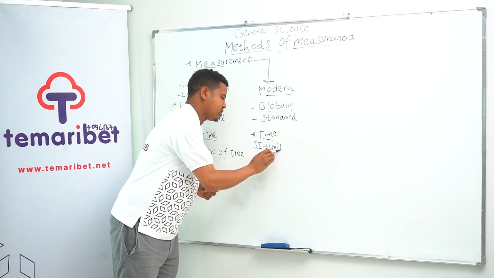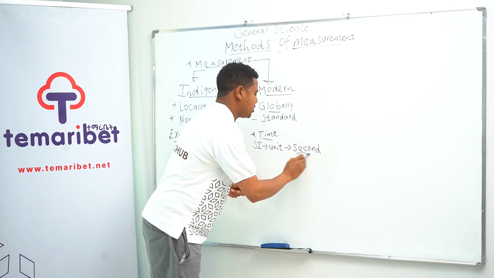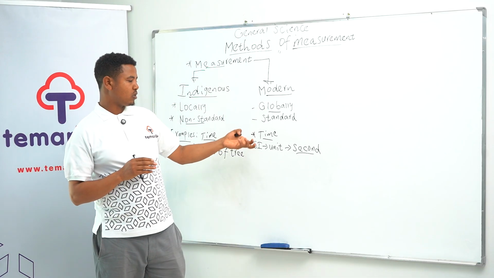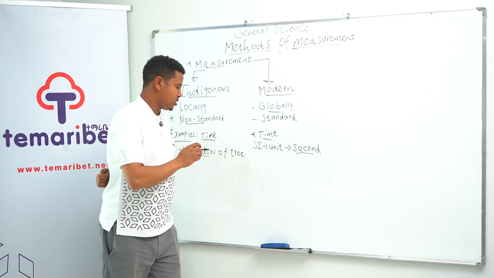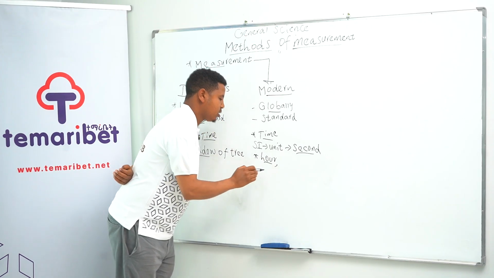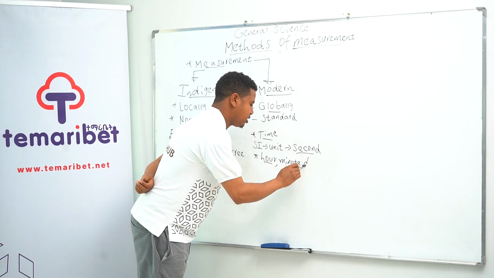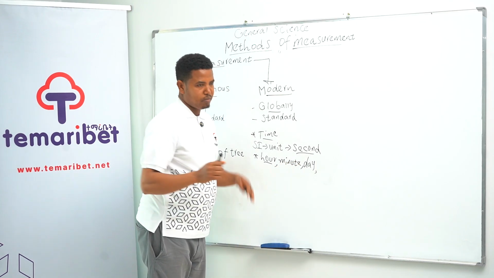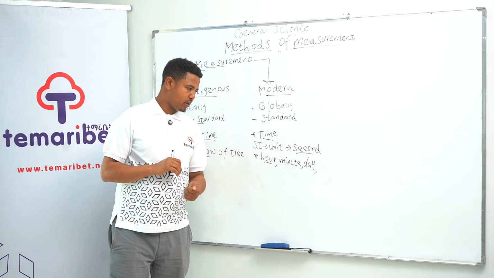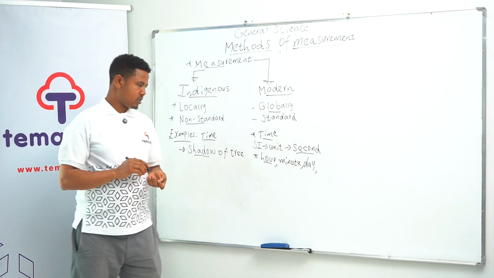But when you come to the modern one, it has its unit as well like the others, which is second. But there are a lot of measuring units for time which are not SI. Some of them are like hour, minutes, day, week, months. We can mention a lot. So there are a lot of measuring units for time, but the standard or the SI unit is second.